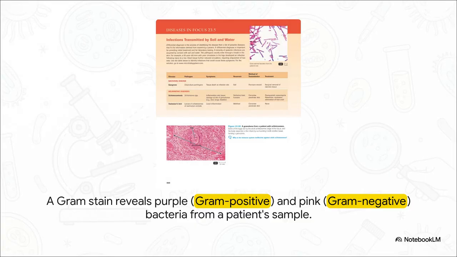And this is what it looks like in a real-world clinical setting. This is a micrograph from an actual patient sample. You can clearly see the two groups, the purple, gram-positive bacteria, and the pink, gram-negative ones. In just a few minutes, this one single test gives doctors absolutely crucial information about what kind of infection they're up against, and that directly tells them which antibiotics to use. It's a simple, powerful tool used in hospitals all over the world, every single day.